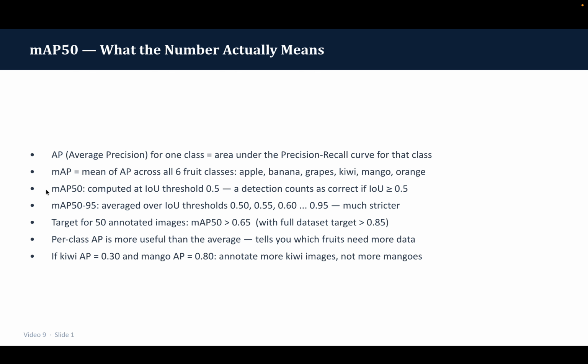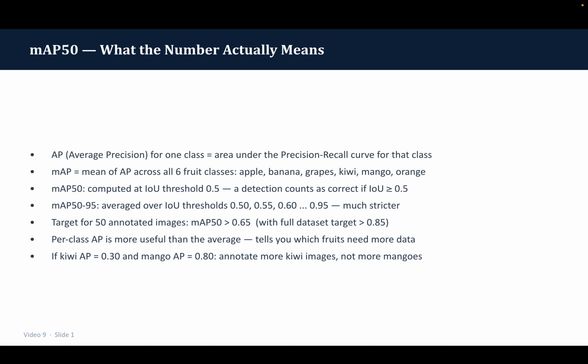So the mAP50, like we said, is computed at an IOU threshold of 50. A detection counts as correct if IOU is greater than or equal to 50, which is 0.5. For the mAP50-95, it is averaged over IOU thresholds 50, 55, 60, 65, 70, 75 to 95, which means it is much stricter.